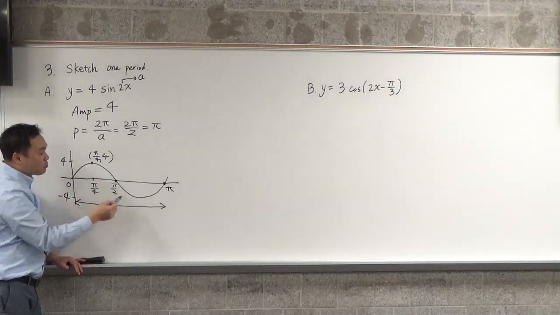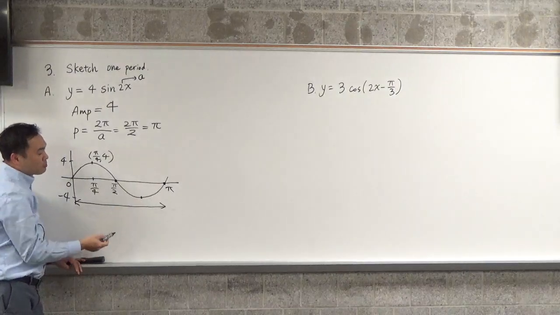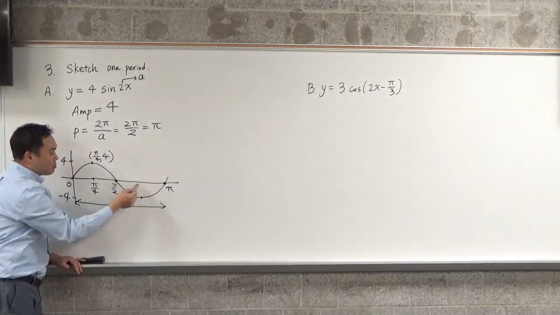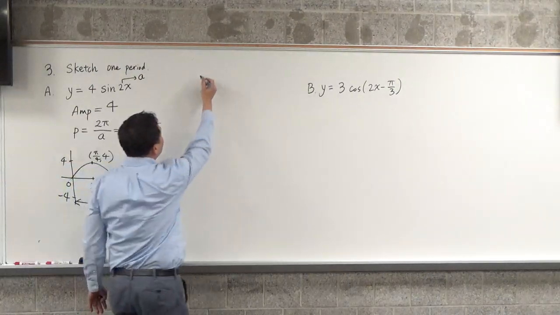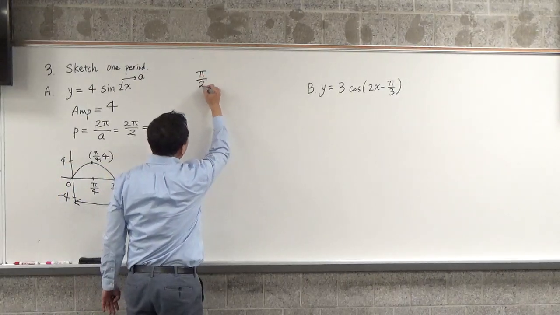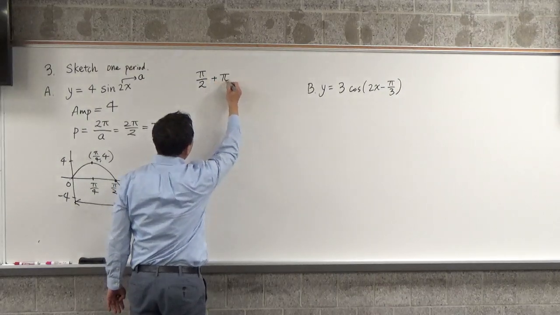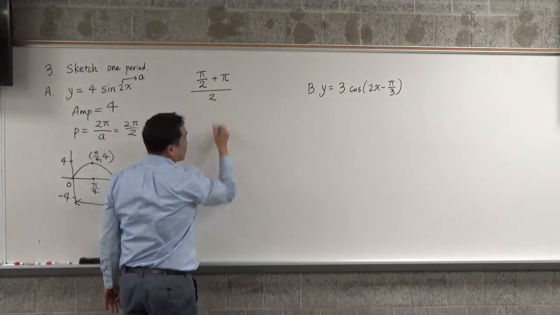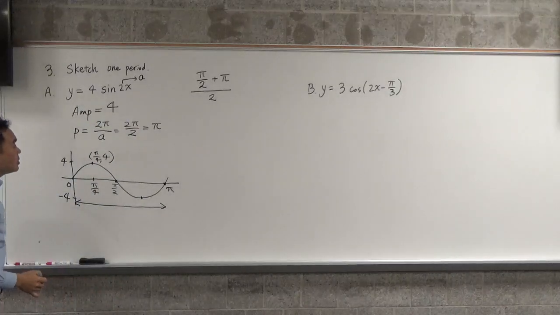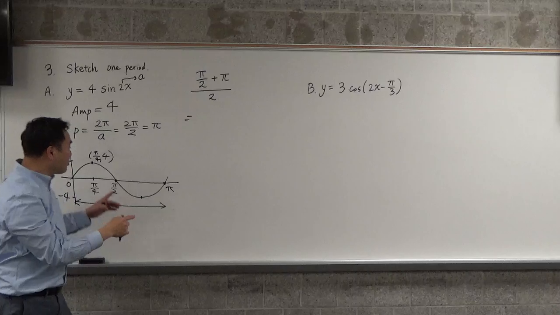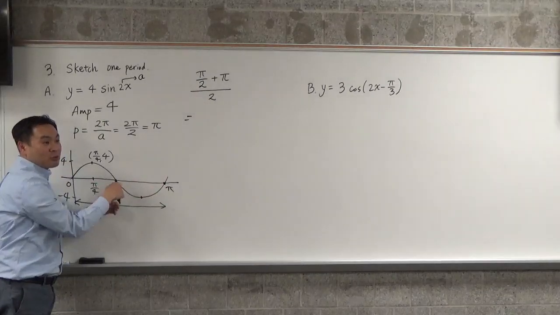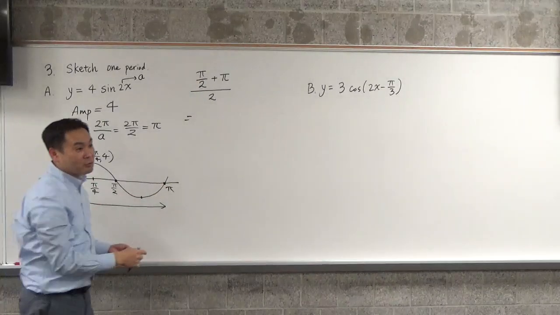What if I ask you for the minimum? Well, if I ask you for the minimum, then now you have to calculate the midpoint between pi over 2 and pi. That takes a bit more work because you have to now add pi over 2 plus pi and divide it by 2, right? Because we're taking the average. The average means you add the two numbers and you divide by 2. That's how you take an average.